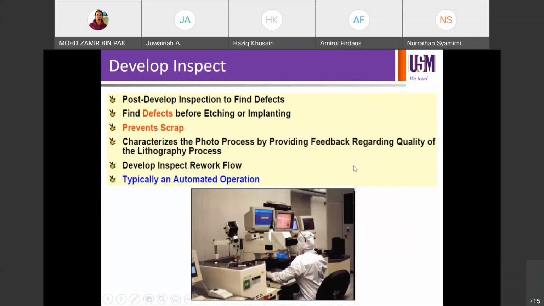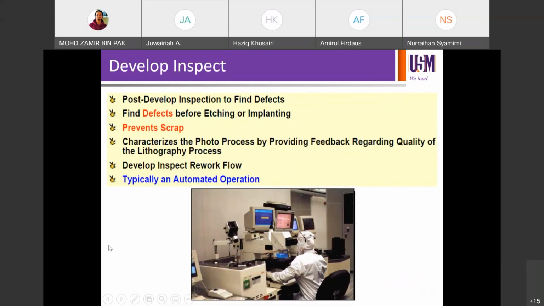Right, so the last step is develop inspect, step number 8. If you recall the whole 8 steps, the whole 8 steps is develop, inspect, and then as we discussed last time, the role of this step is to find defects. So you want to make sure that the wafers are clear of defects.